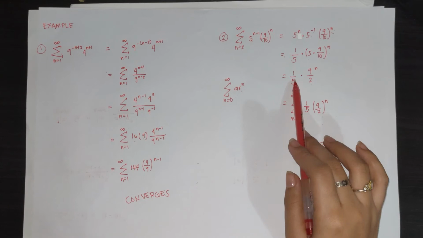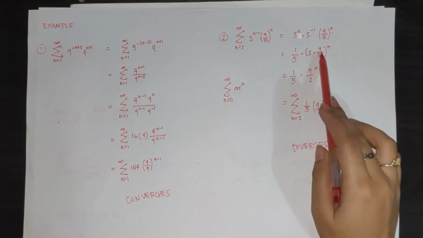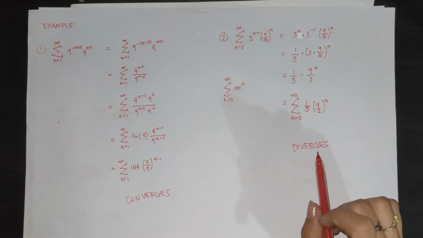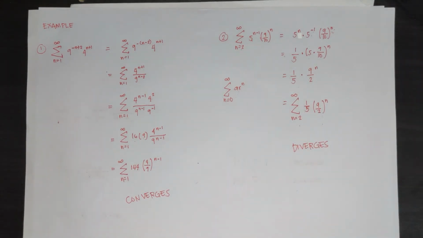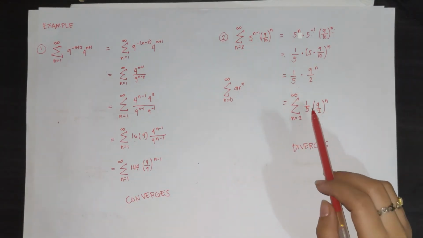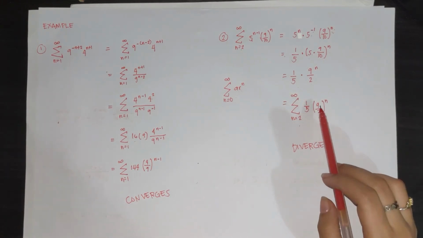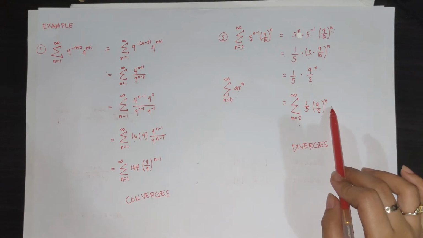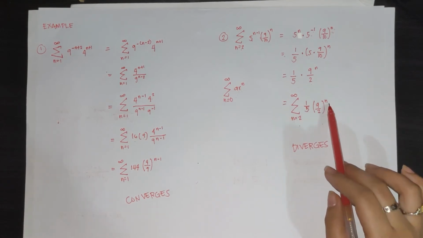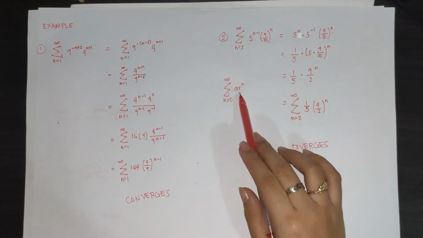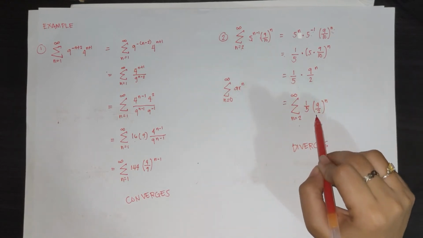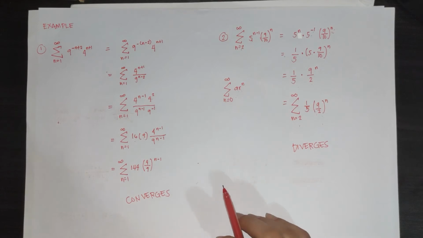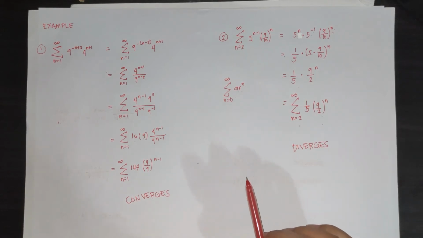Then 1/5 times this one, which is 9 halves to the power of n. So now we can rewrite it as 1/5 times 9 halves to the power of n. And now we can find the value of r. The value of r is 9 halves, which is greater than 1. So it means that this series diverges.